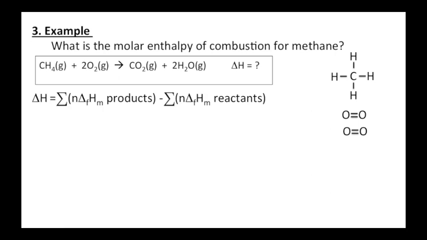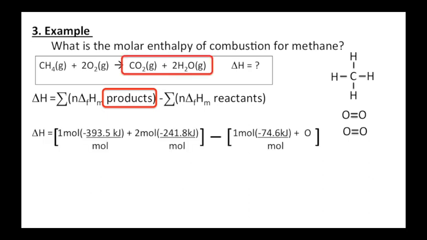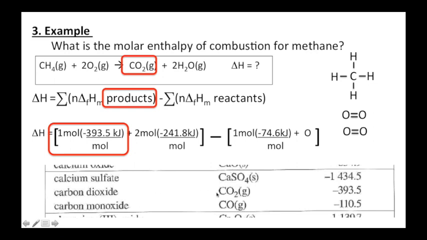So let's go through it. I start with my products. There's my products, CO2 and 2 waters. Now I've done all the work here for you, but let's back up and I'll go through it. Let's start with the first product, carbon dioxide. I have 1 mole of carbon dioxide, and then I go look up the delta FHM, the heat of formation. That's in the data book, carbon dioxide formation, negative 393.5 kilojoules per mole. I go ahead and plug that in.